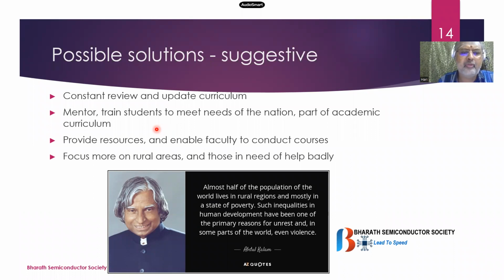I posted a month back about the difference between mentoring and coaching. I'll repost it again later on. We want to provide all the materials and resources, all the labs and projects, everything, and enable the faculty to conduct courses. That's how we can scale it fast.